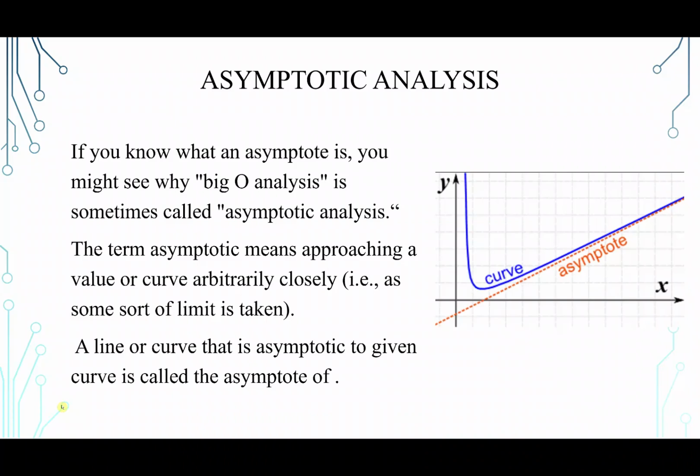The term asymptotic means approaching a value or a curve arbitrarily closely as some sort of limit is taken. So a line or curve that is asymptotic to a given curve is called the asymptote of the curve. This is the asymptote. You can see it's close to that curve. This asymptote line is close to that line in that curve.